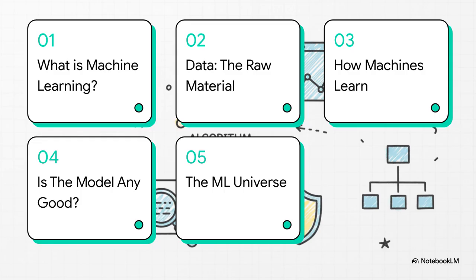So here's our roadmap. We'll start with what machine learning even is, then look at the data that fuels it. After that, we'll dive into how the learning actually happens, figure out how we check its work, and finally zoom out to see the bigger picture. We're basically following the complete journey of how a model is born.